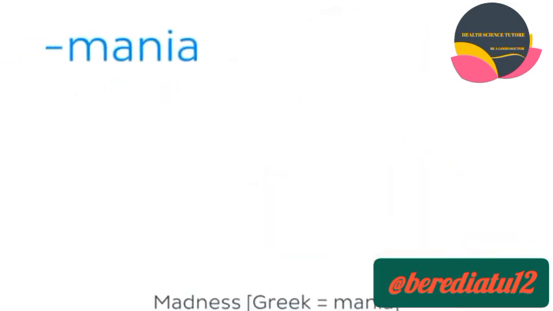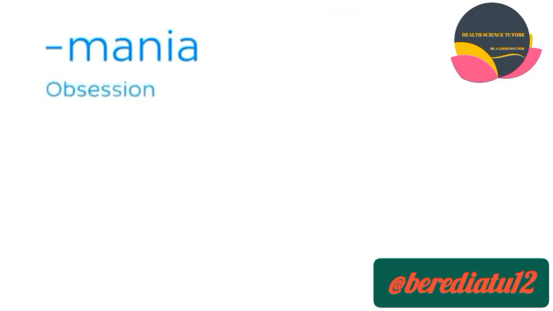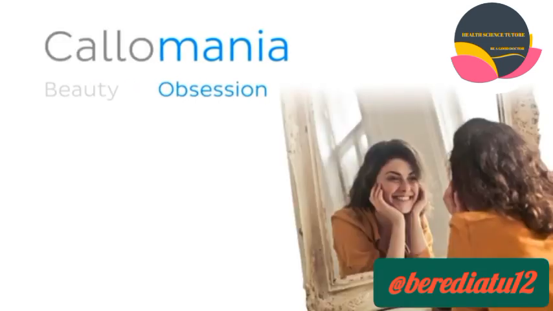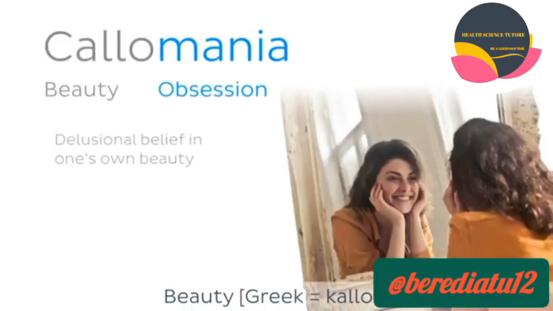The suffix mania comes from the Greek word for madness and is often used for disorders of mental illness relating to an obsession with something. For example, calomania is a delusional belief in one's own beauty.